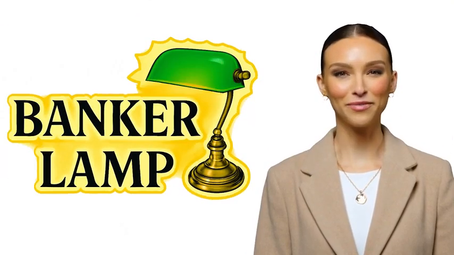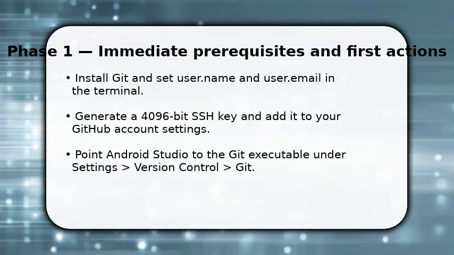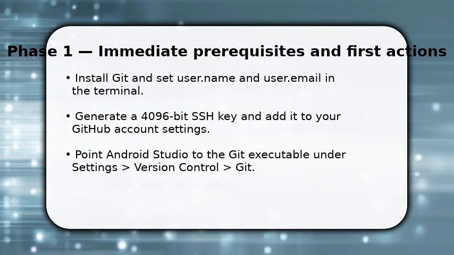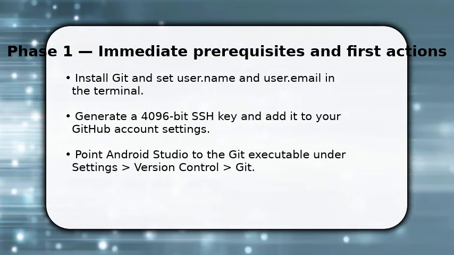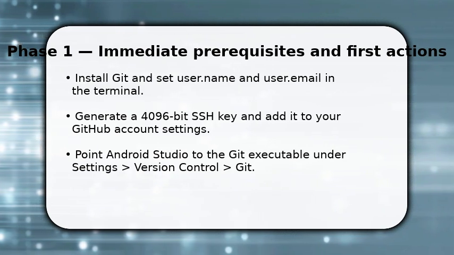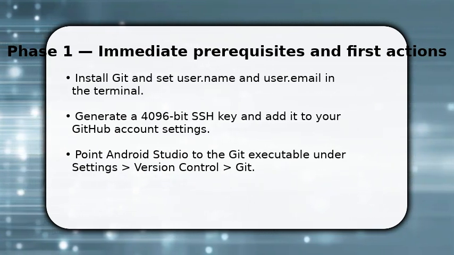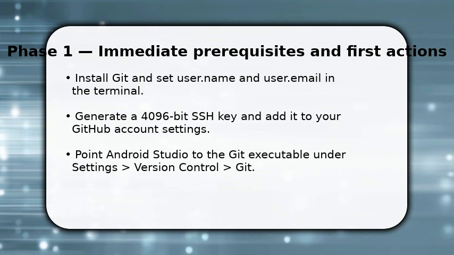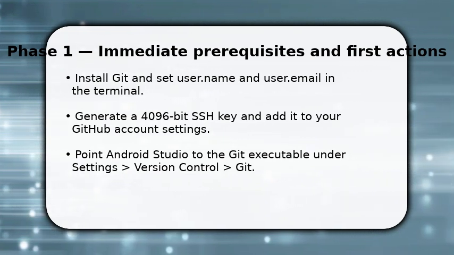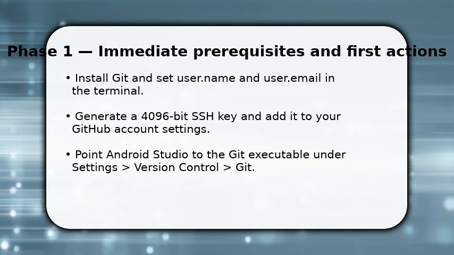Please enjoy the video. First, install Git on your machine and verify the version with git --version. Configure your identity with git config --global user.name and user.email. Next, generate a 4096-bit SSH key with ssh-keygen and use port 22 for transfers.